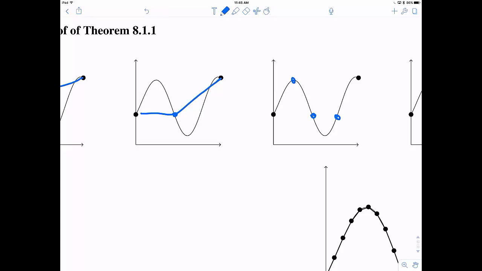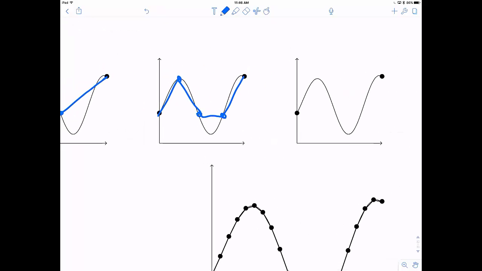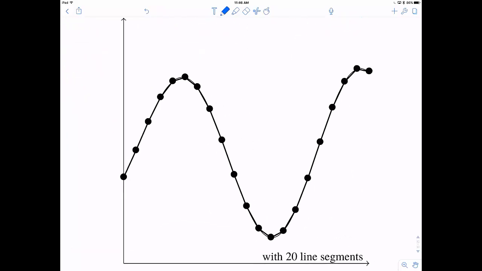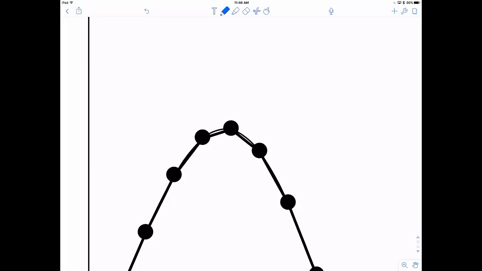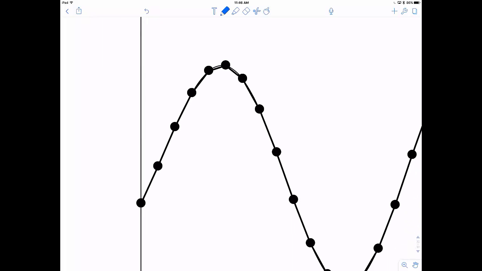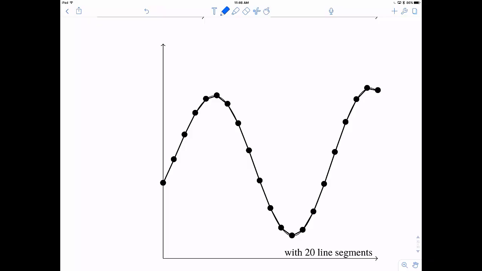But maybe if we took 4 straight lines, 1, 2, 3, 4, you can see it's getting a little bit better. What about if we took 8? 1, 2, 3, 4, 5, 6, 7, 8. You can see that this is looking even better. And in general, here's one with 20 line segments. If we were to add up all of these distances, it approximates the curve quite well. There's only a few spots where it doesn't exactly line up, but otherwise it looks really nice.